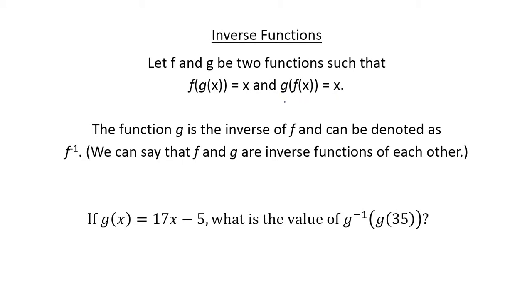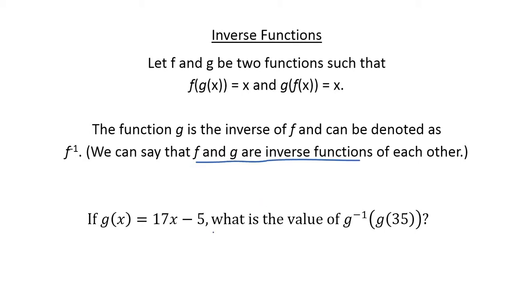So they basically just undo each other, and it doesn't matter which way you go in this case, you get x. If that's the case, then the function g is the inverse of f. We could say f is the inverse of g as well. It can be denoted as f to the negative 1 power, but that's just how we represent the inverse. And we can say these two functions are inverses of each other.